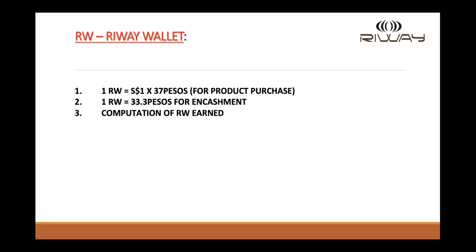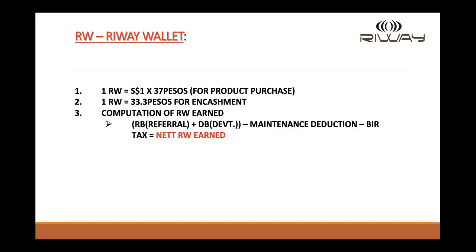Now, with regard to the computation of RW earned, all right. Number one, we have referral bonus. That means you sponsor somebody, you have a referral bonus or sponsoring bonus. All right. And then when you have a pairing bonus or development bonus, you need to minus maintenance deduction, minus BIR tax, equals net RW earned. Meaning to say the actual computation on a marketing plan of 12,000 is actually gross income. It has not deducted tax. It has not taken into consideration the maintenance deduction.